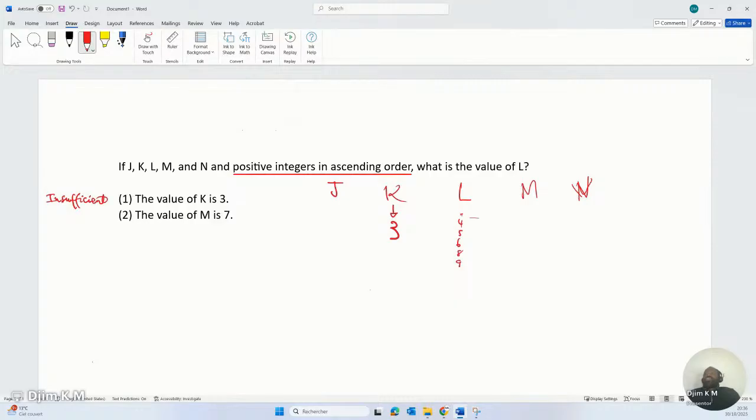The second is also insufficient because it only tells us that the value of M is 7. We can't determine what is the exact value of L.